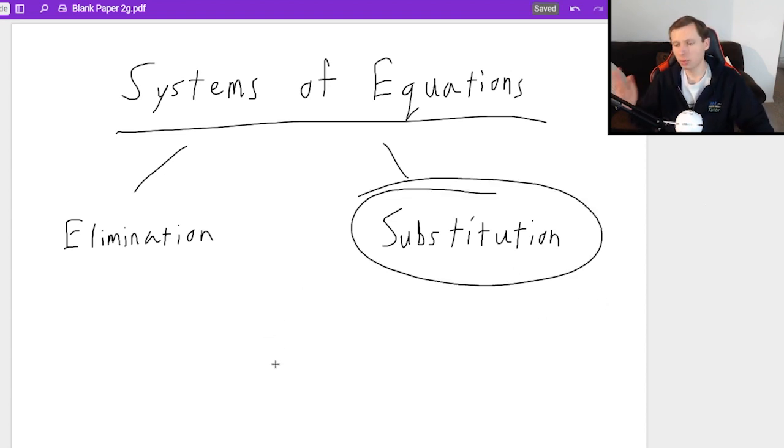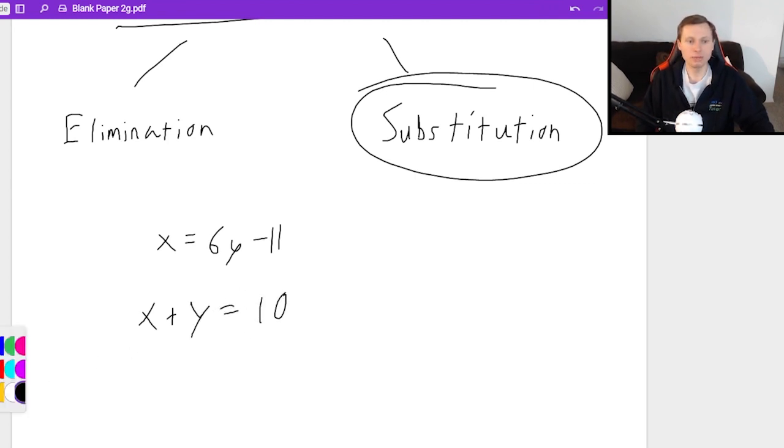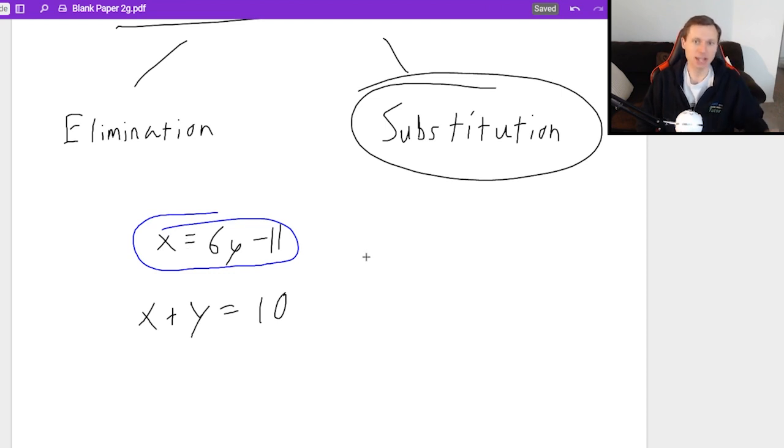So first it's important to know, when is it a good idea to use the substitution method? You'll know it's a good idea when you have something like this: x equals 6y minus 11 and x plus y equals 10, or whatever. But one of the equations is already in the form x equals. That's a dead giveaway. We want to use the substitution method.